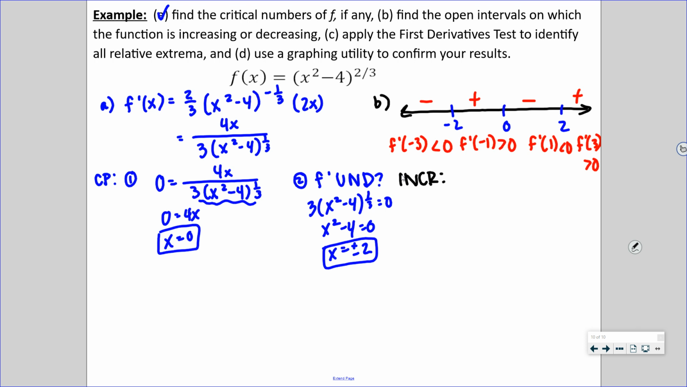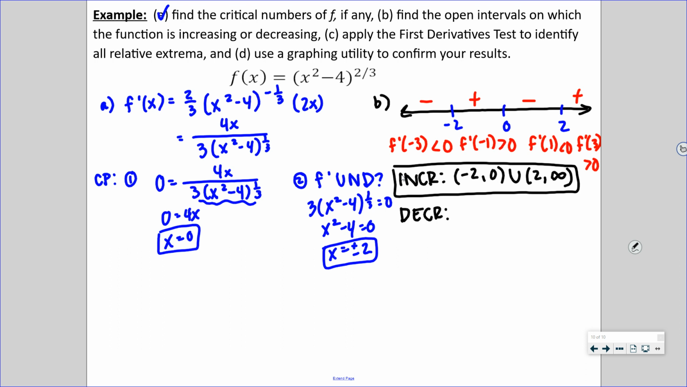Increasing, obviously, when my derivatives are positive. So that would be -2 to 0, and 2 to infinity. I'm going to box that because this is my answer for part B. Decreasing, when all my derivatives are negative, because that's saying all those slopes, those instantaneous rates of change, are negative, would be -infinity to -2, and 0 to 2. Okay, part B is done.